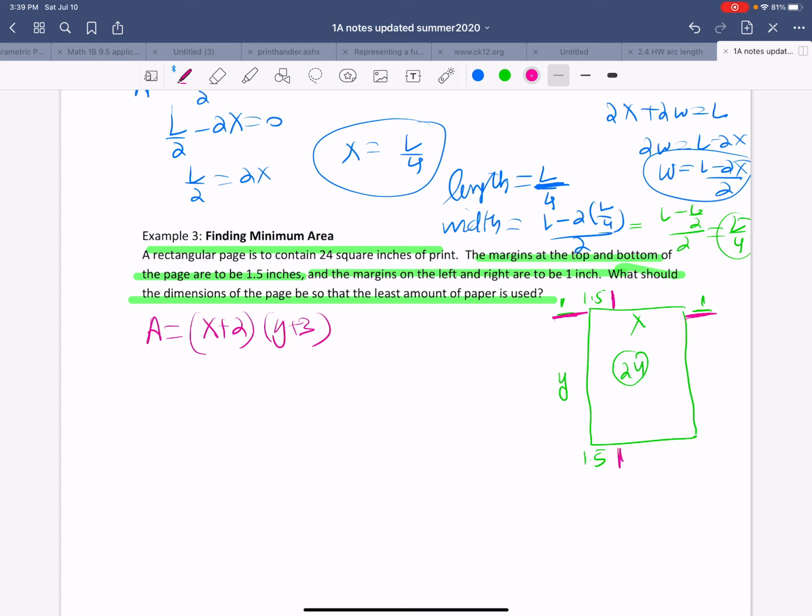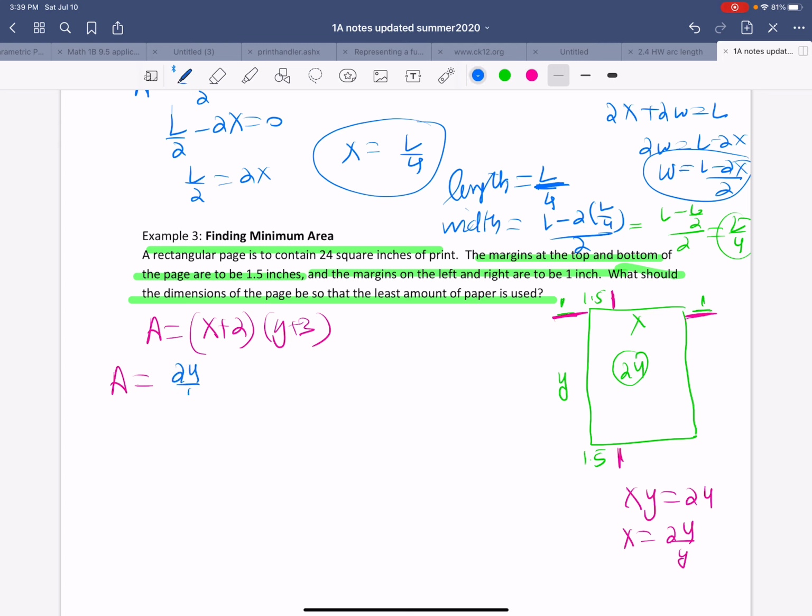Now we do know that x times y is equal to 24. So if you look at the written area without the margin, xy is equal to 24. We can either express x in terms of y or y in terms of x. So we can go ahead and say x is equal to 24 over y. It doesn't matter which variable you express in terms of the other. 24 over y is what I'm calling the x.